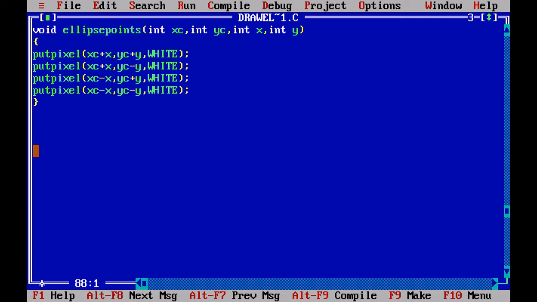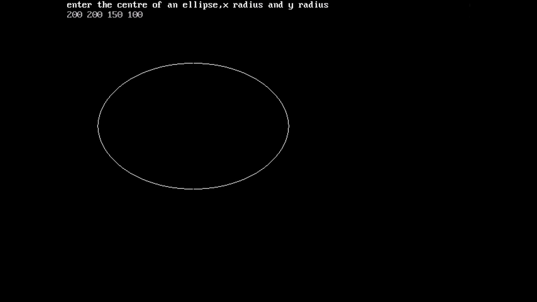This ellipse points method consists of only four lines, that is, we have to plot the points in all the four quadrants by changing the sign. In the first quadrant both the values are positive, in the second quadrant x is positive and y is negative, next x is negative and y is positive, and then both the values are negative. So you can plot the points on all the four quadrants.